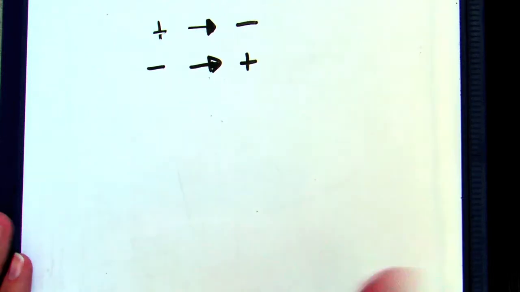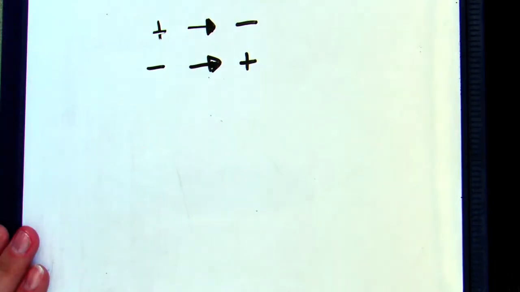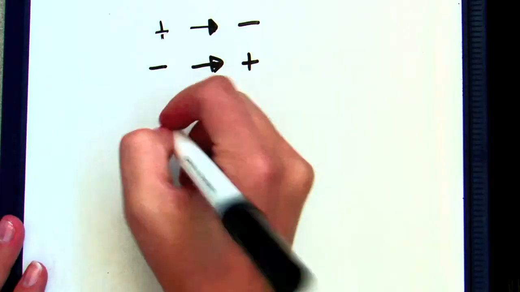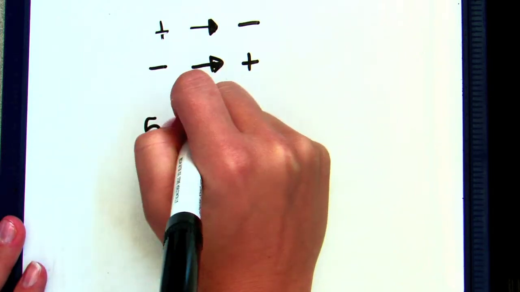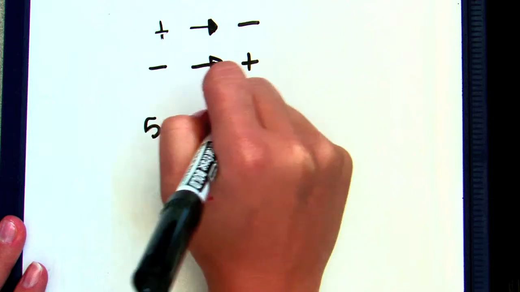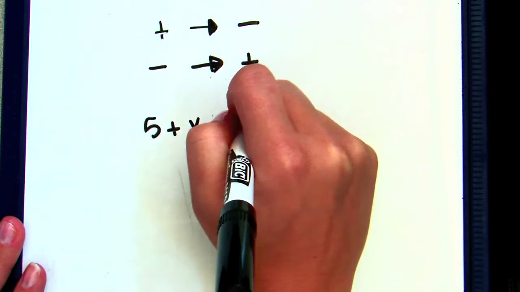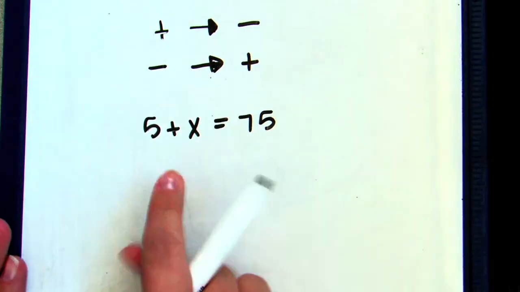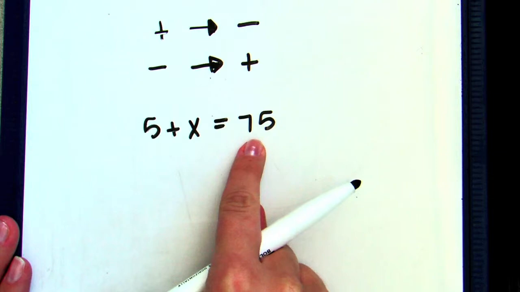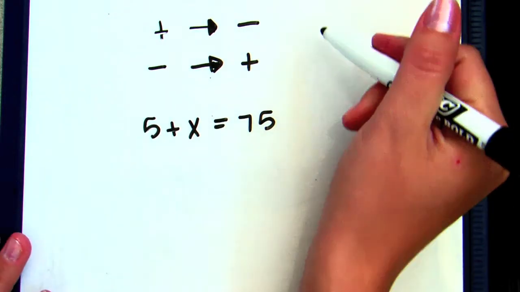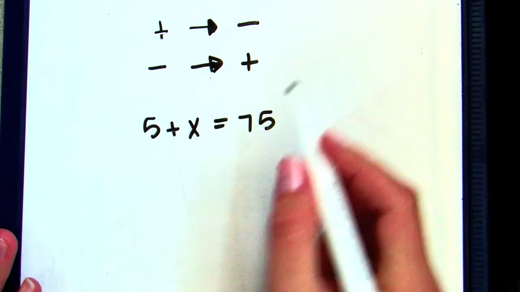So the first example is if you have something like 5 plus a variable, we'll call it x, equals any number. So I'm going to say 75. Right off the bat, you can probably guess that x has to be 70, because 70 plus 5 is 75. But following our one-step equation steps, we first need to get x by itself.